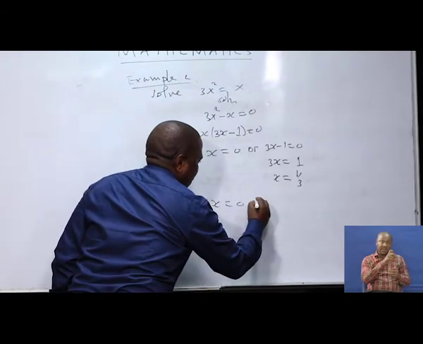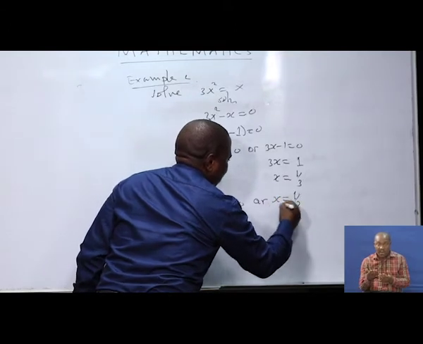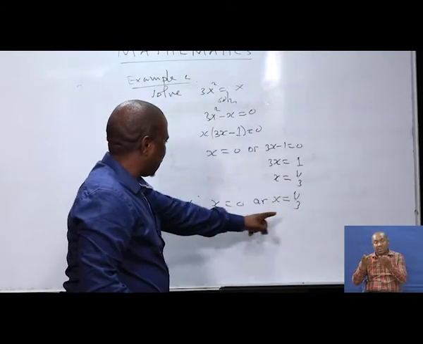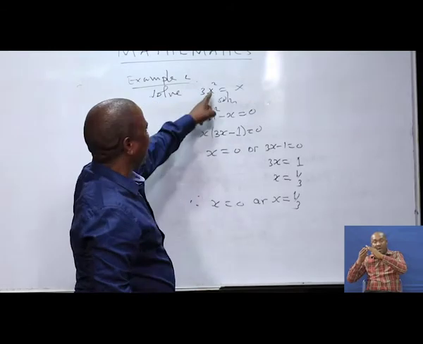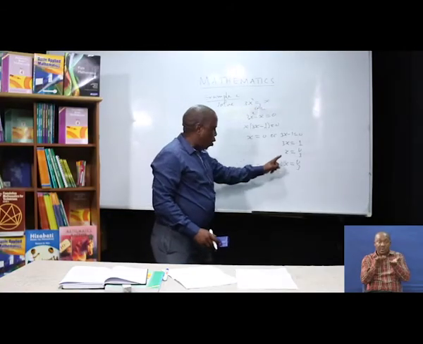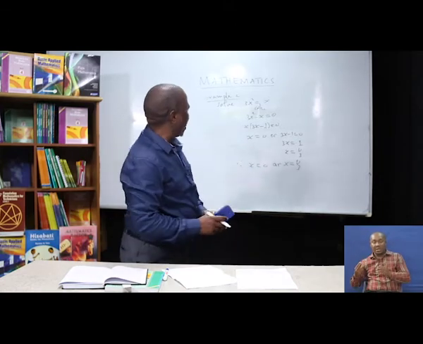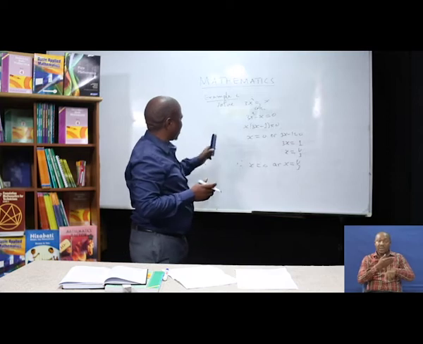Or x is equal to 1 over 3. That means either one of these, if you put them in the equation, it will balance the equation. Either 0 or 1 over 3. But not only that, sometimes you may be given an equation in different ways.